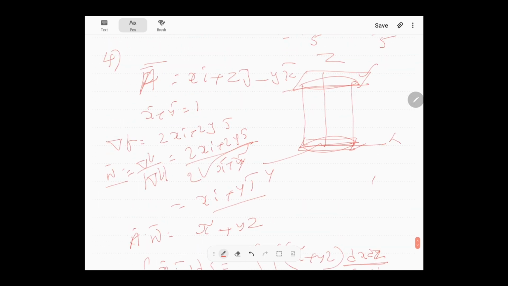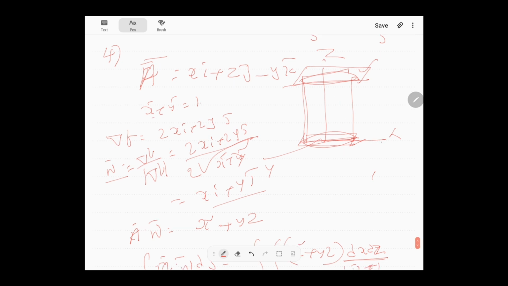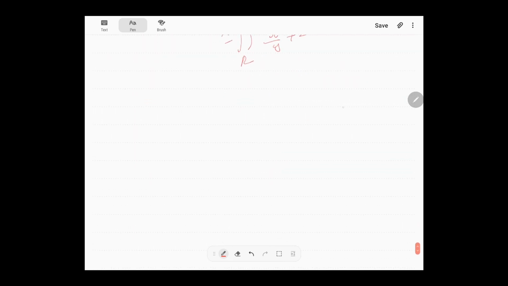If this is the region, if I push it on the xz plane, then on the xz plane y will be 0, x square will be plus or minus 1. This is the x-axis and this is the z-axis. X is minus 1 here, x is 1 here, z is equal to 0 here, z is equal to 1 here. So this is my region R.